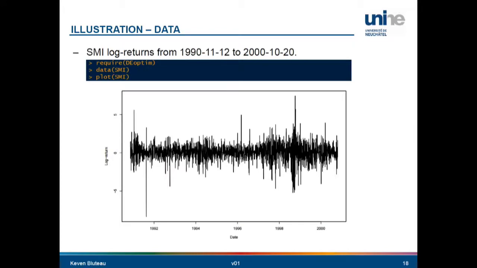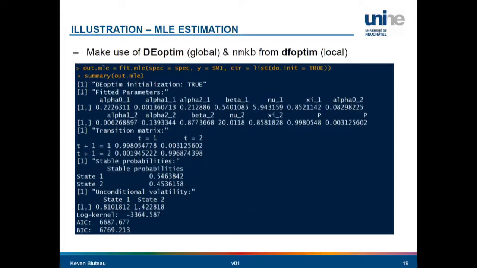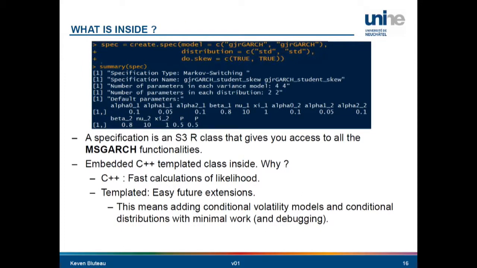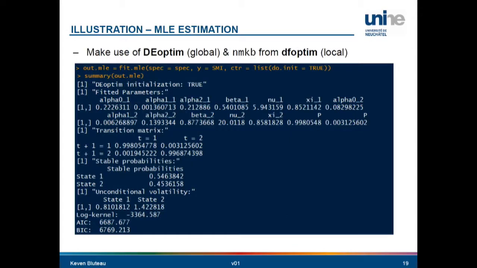So a little illustration. Here we have the SMI log return, the Swiss Market Index log return, from 1990 to 2000. We create a model, the spec, which is the same one as this one: a two-state GJR with Student t skewed distribution in each state. We fit this model with fit.mle for the maximum likelihood estimation. Then we get our output, out.mle, with our fitted parameters, our transition matrix, the state probability, the long-term probability to be in each state, the unconditional volatility in each state, and then information criteria and the log kernel. What we can see is that the parameters are quite different from one state to another, and since we have a high probability to stay in each state, it's very persistent, so the switch doesn't happen often.